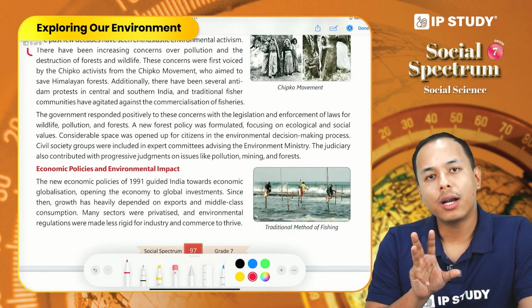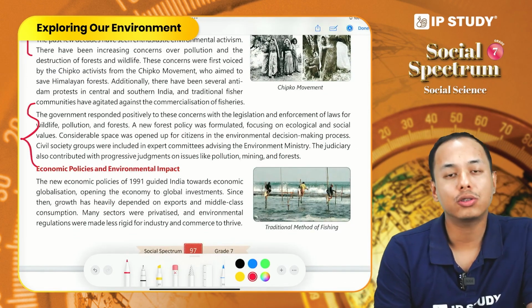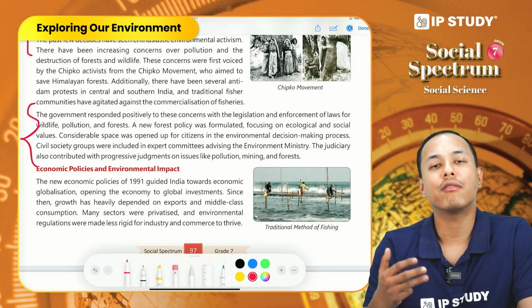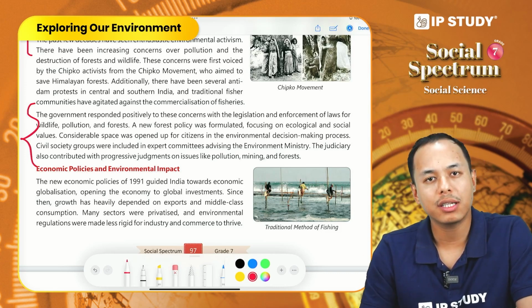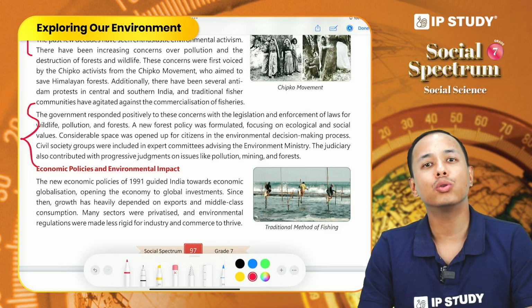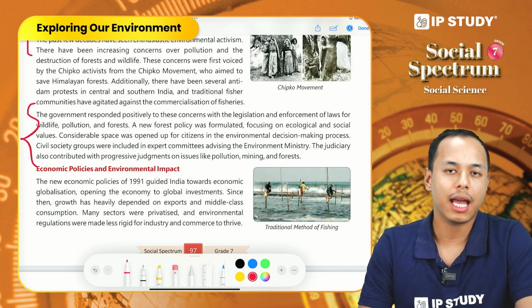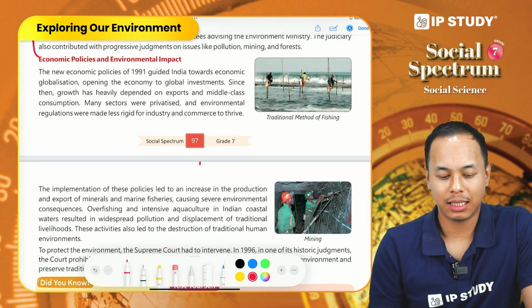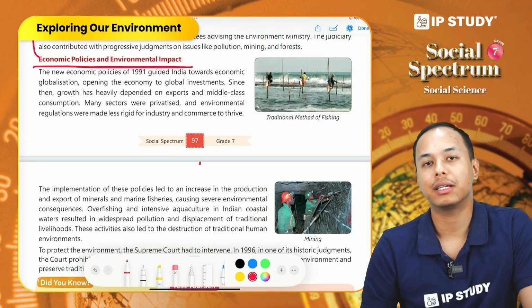We should also understand that the government of India had also positively responded by enforcing many laws to protect the forest, its wildlife, and also to stop pollution to a certain extent. So now let us see the economic policies and environmental impact in India.